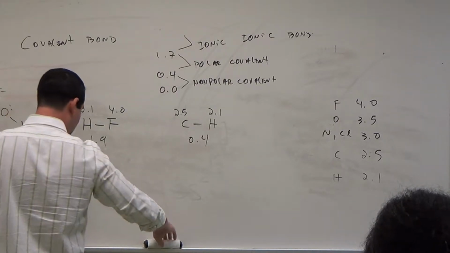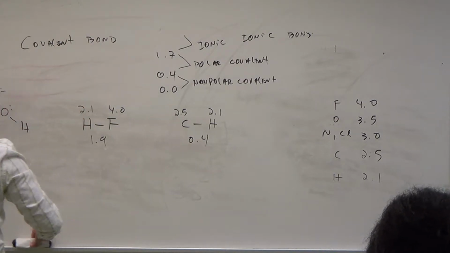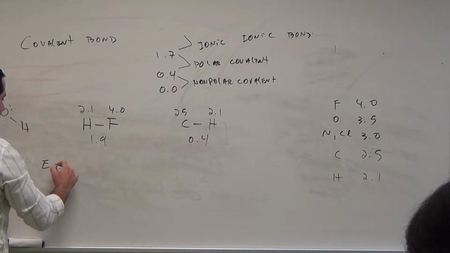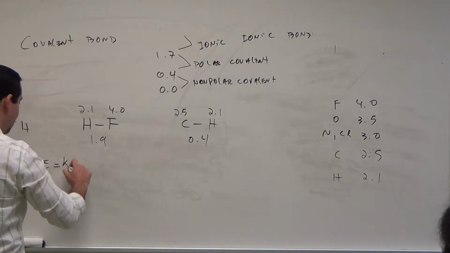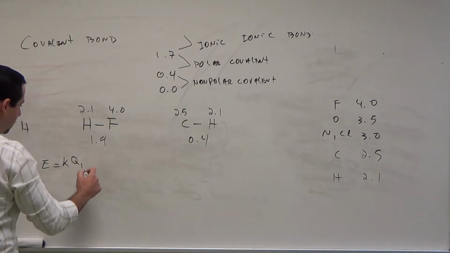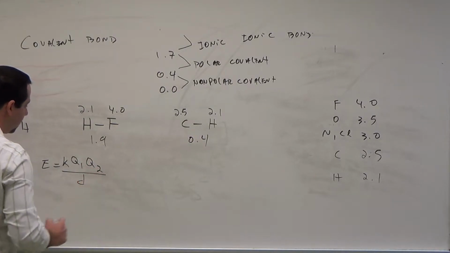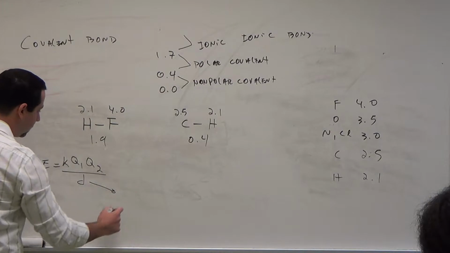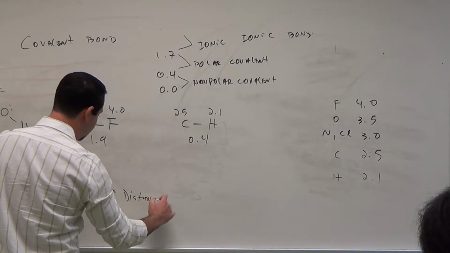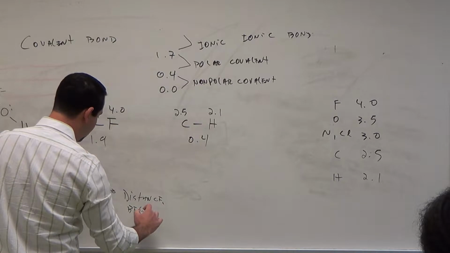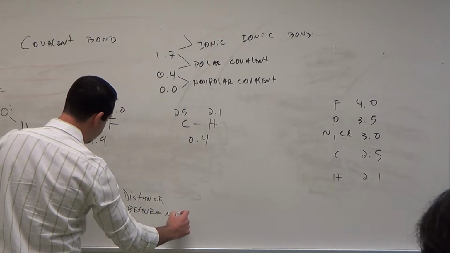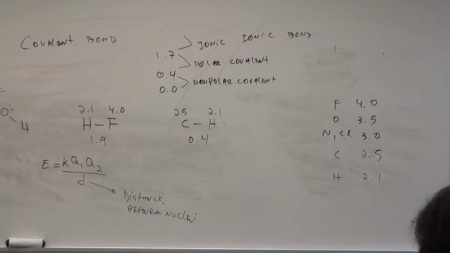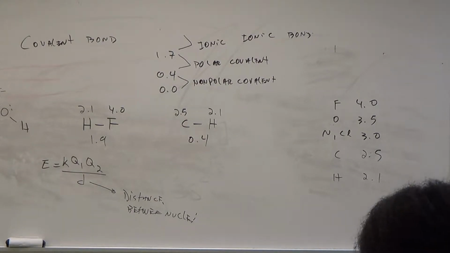Now the strength of attraction, whether the compound is ionic or not, depends on a law that looks like this. The energy of attraction between the two nuclei is equal to a constant times the charge of the first one, times the charge of the second one, divided by the distance. This is the distance between the two nuclei. So this is to calculate what again? This one? This is the force of attraction between the two elements that make up the bond.